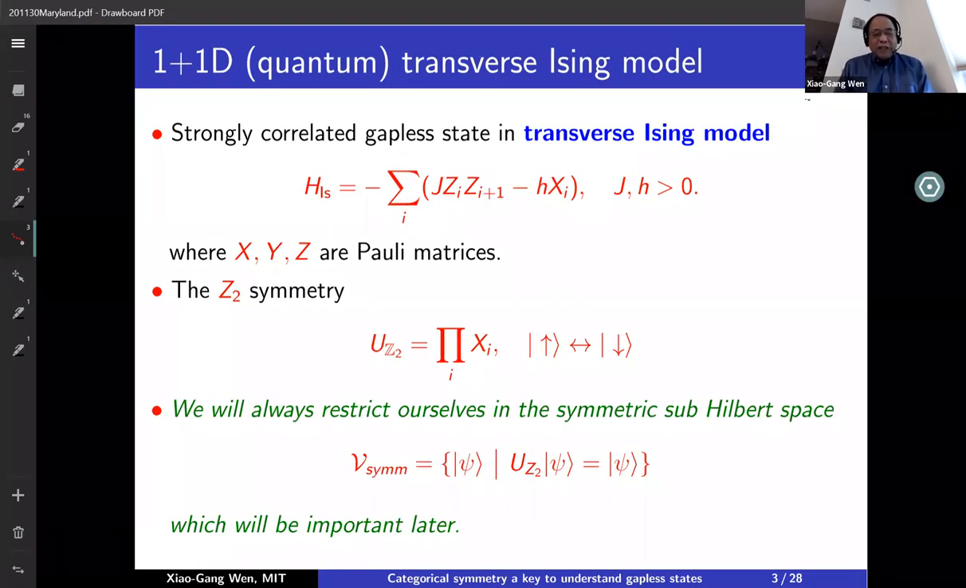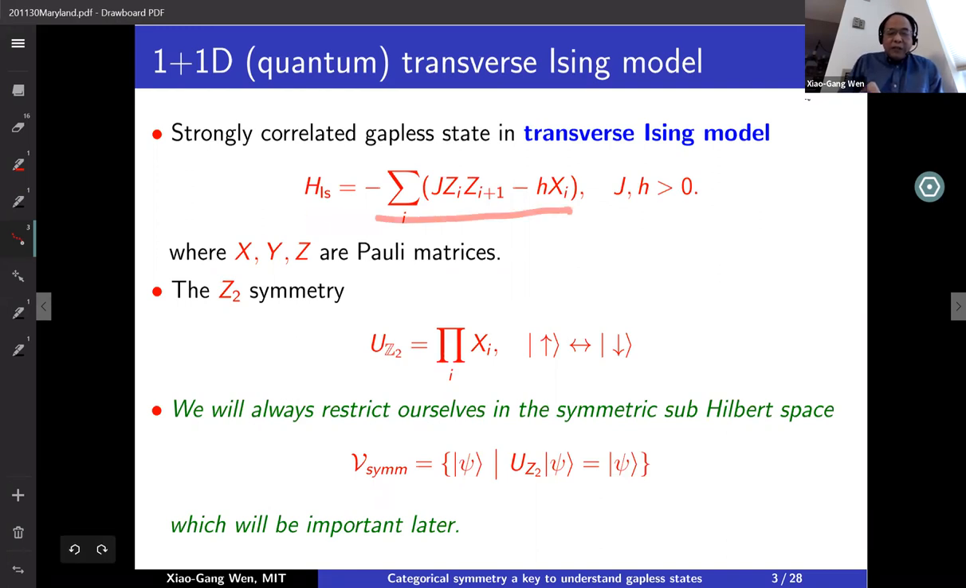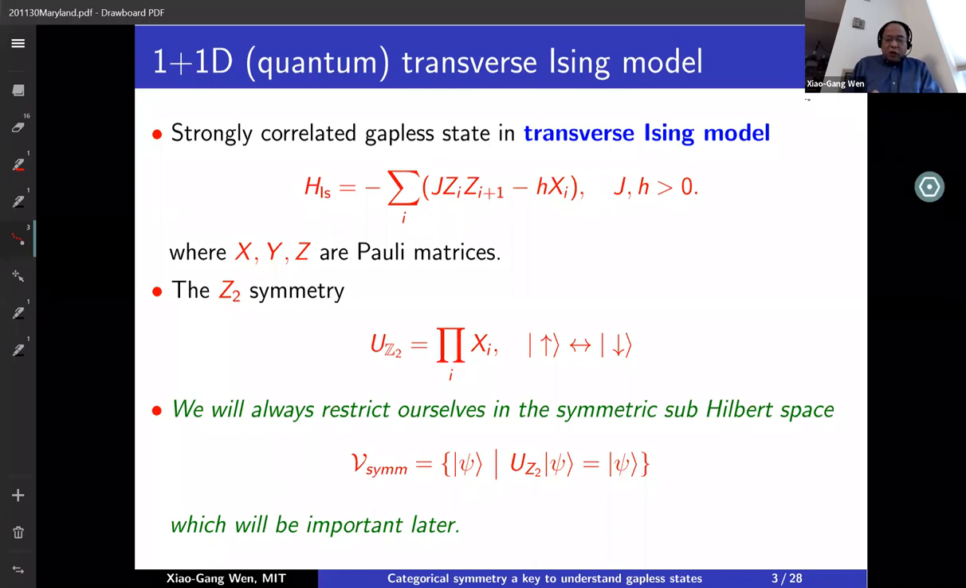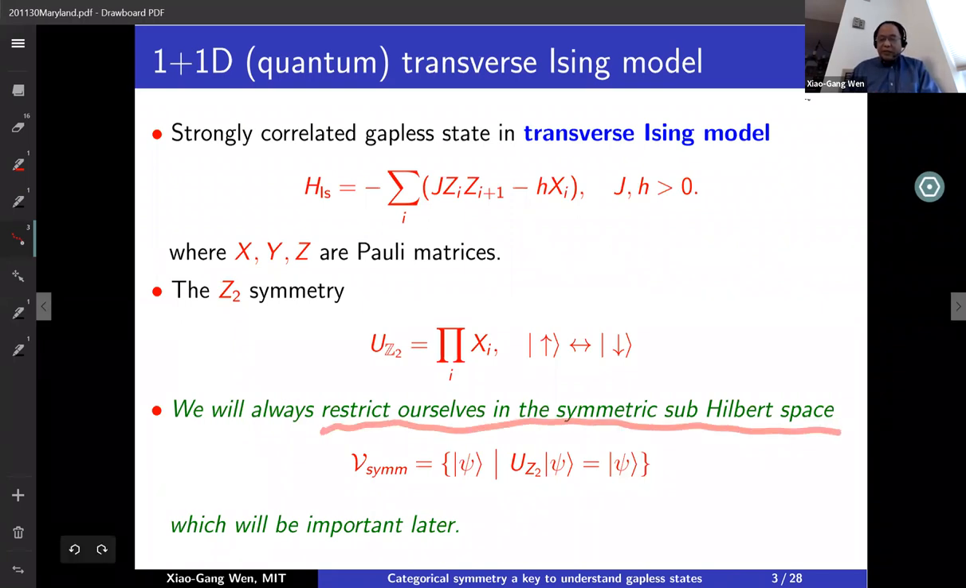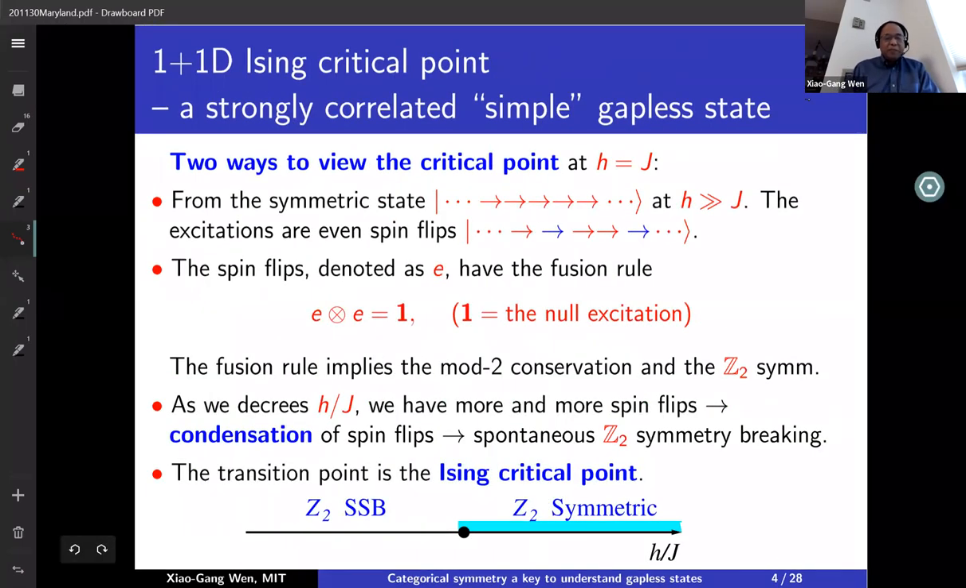Okay. So we will study a simple gapless state, which is the critical point in the Ising model. Here we consider the transverse Ising model, a quantum Ising model. So we have a one dimensional Hamiltonian. We have a ferromagnetic interaction and an external magnetic field. Okay. So there's a spin flip Z2 symmetry in this Ising model. And in this talk, we also restrict ourselves to the symmetric subspace. At the moment, it looks like that is unnecessary, but later we will see this can be important for a technical reason.